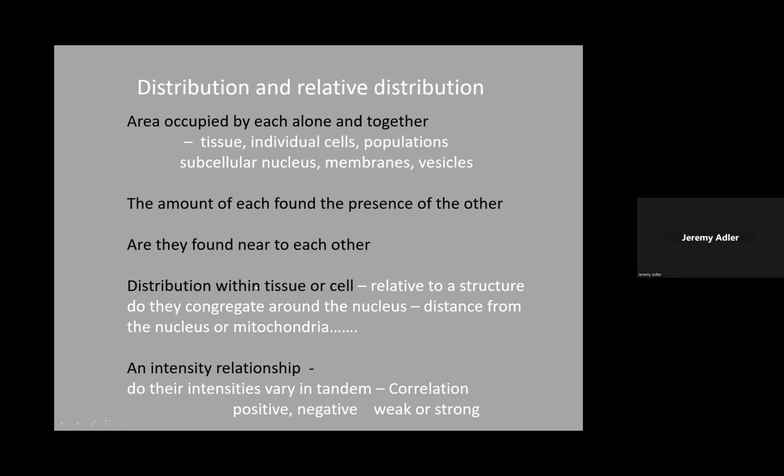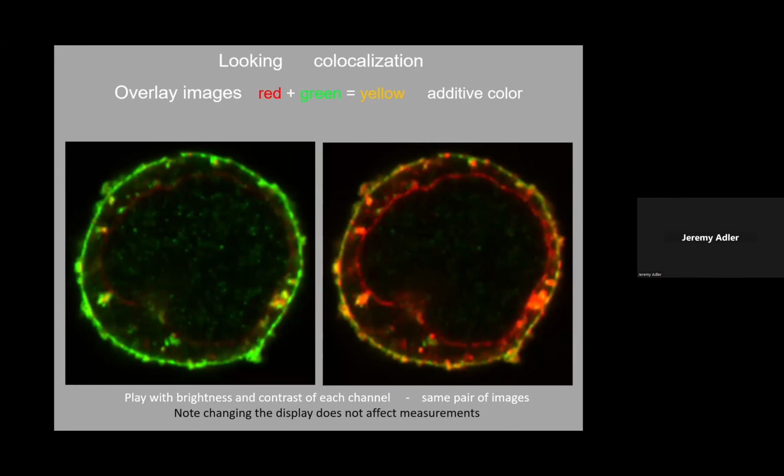So these are all distributions. We might then further complicate matters by considering, is there an intensity relationship? Where one fluorophore is abundant, is the other one abundant? Or is there no relationship, or even possibly a negative relationship, where one is abundant, the other is absent?